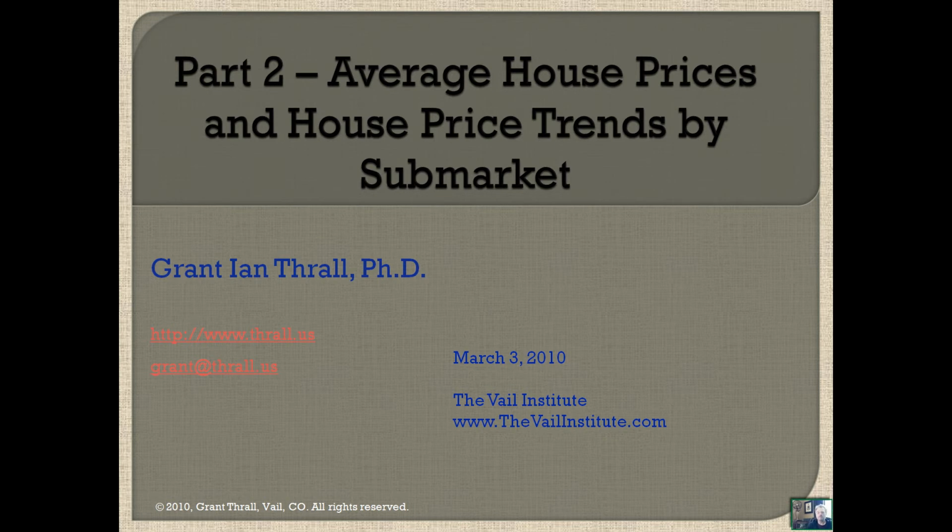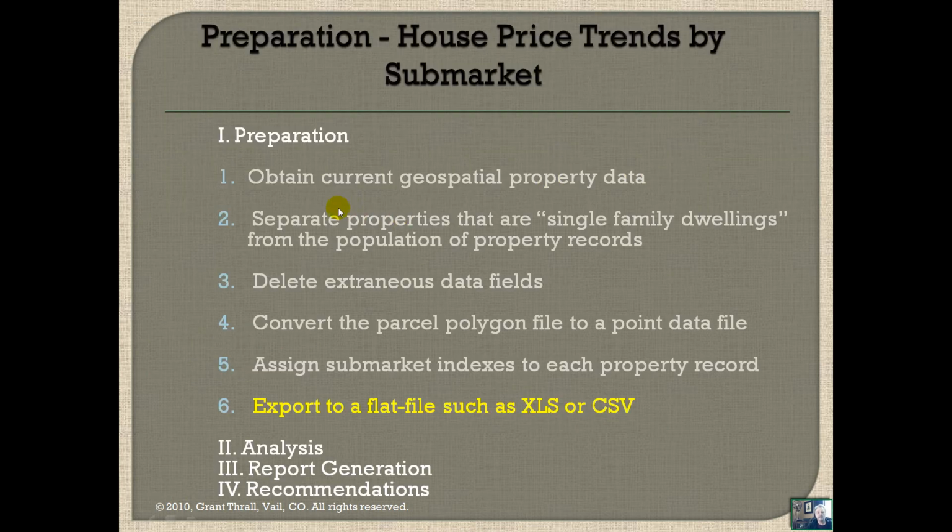This is part 2 of a 2-part video on calculation of average house prices and house price trends per square foot by submarket. We have already obtained geospatial property data. Previous videos have shown how to do that. Previous videos have shown how to select by condition single-family dwellings based upon their Department of Revenue code.